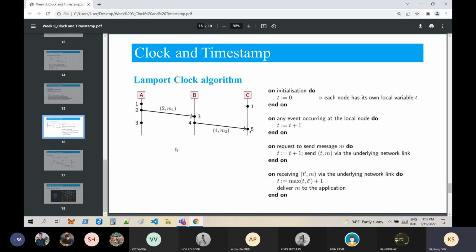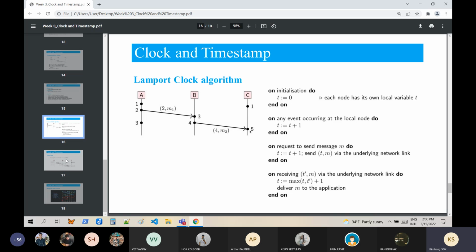So Lamport clock only counts one number. You can see that all 3 computers have only one single clock, like 1, 2, 3, 4, 5, 6, 7. So we can say that event number 1 happened before event number 5 because 1 is less than 5.